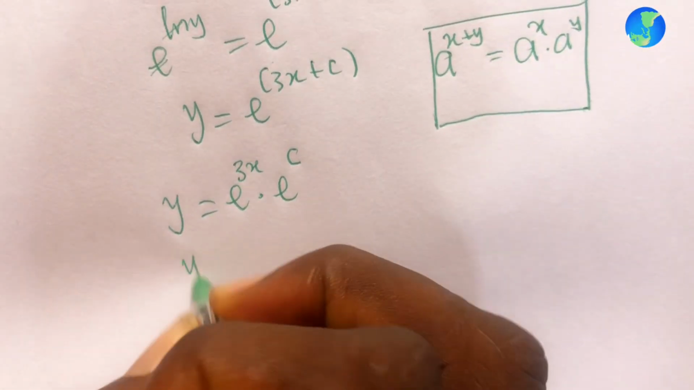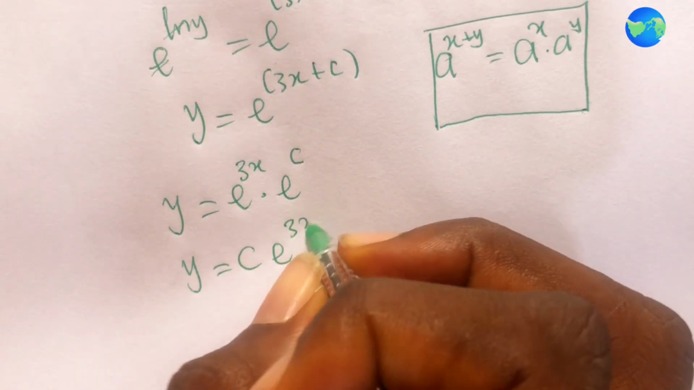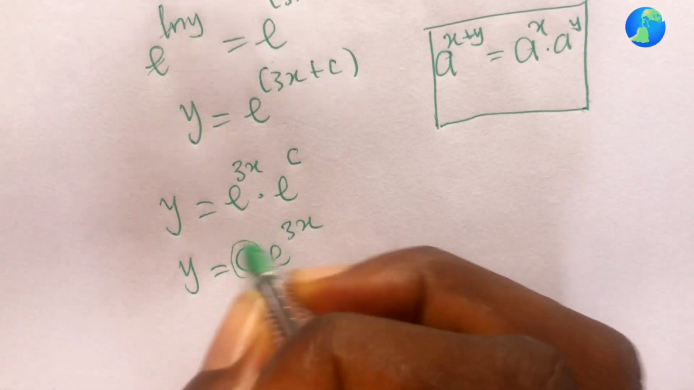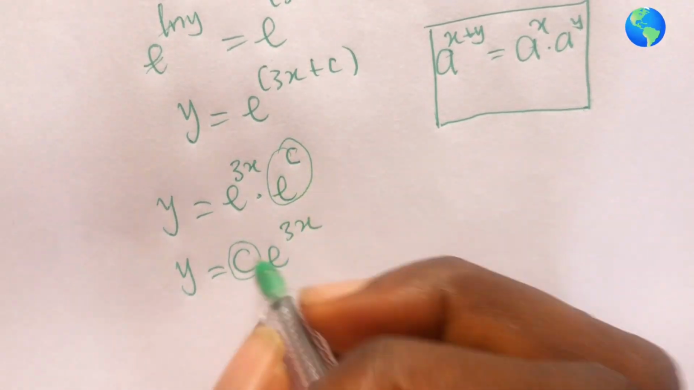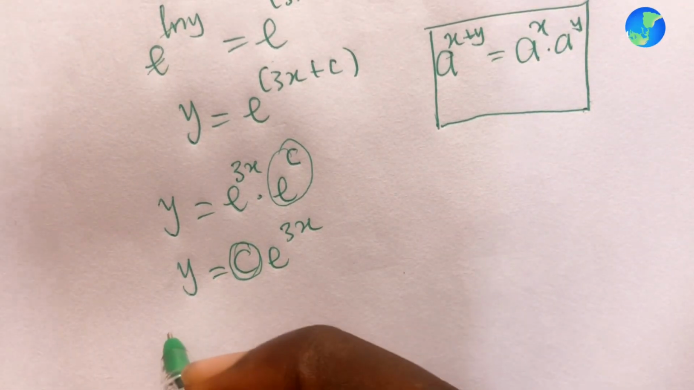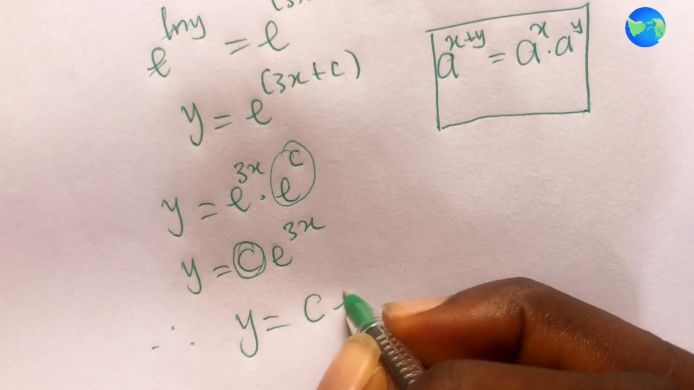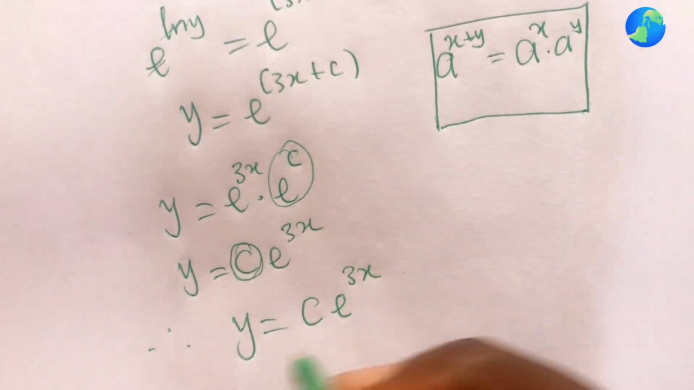Clearly I can write it as y equals c exponential 3x. Why I'm putting c: exponential c is going to be a constant, so if I rewrite it as c, it's still a constant. So I can just conclude that therefore y equals some constant times exponential 3x is a solution to the differential equation given.